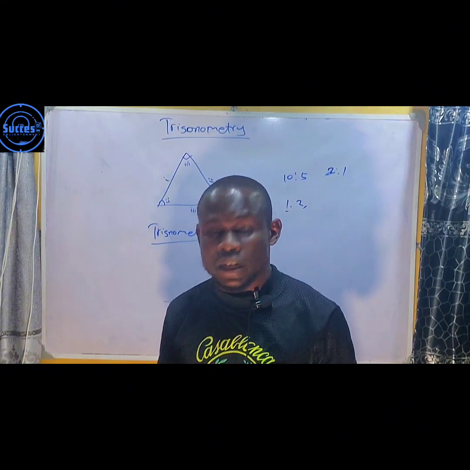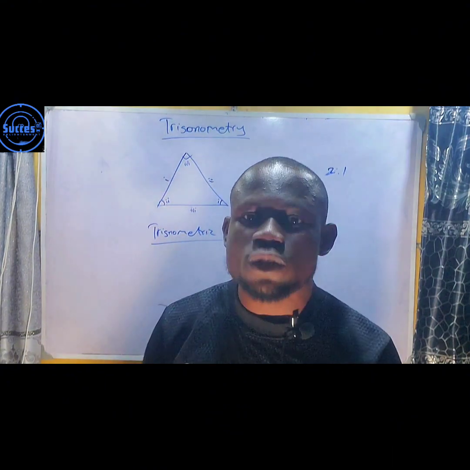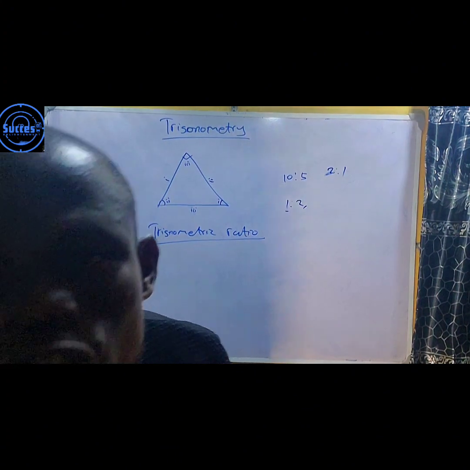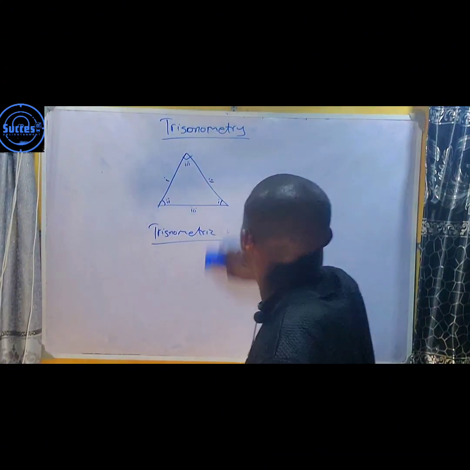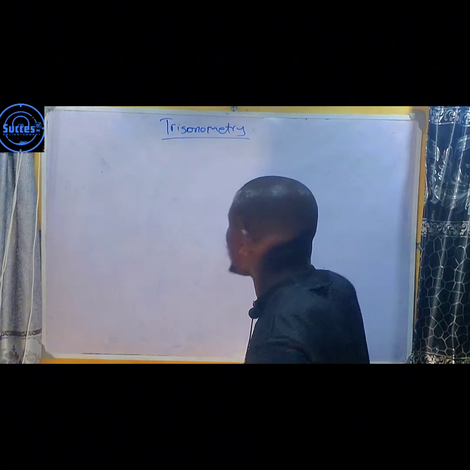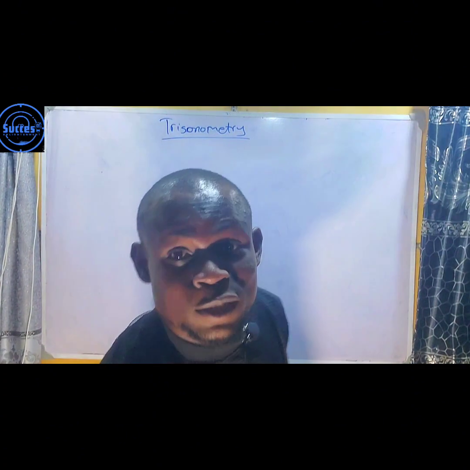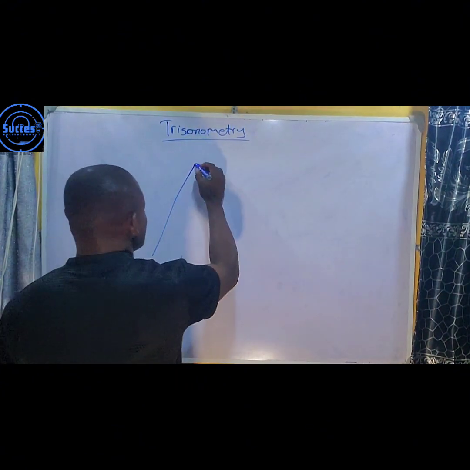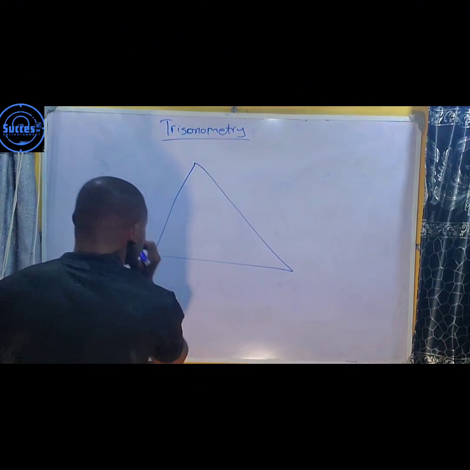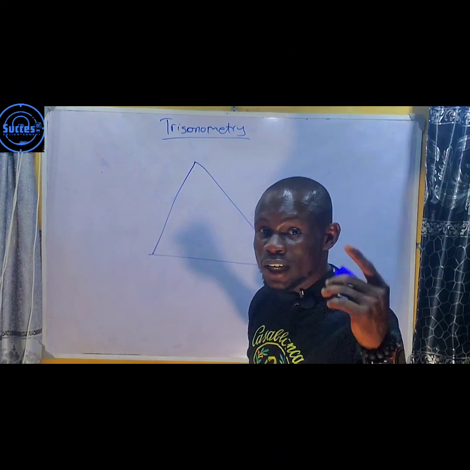Let me tell you how you identify and label a triangle. I will draw a very big triangle here on the board. Let's label this triangle A, B, C.